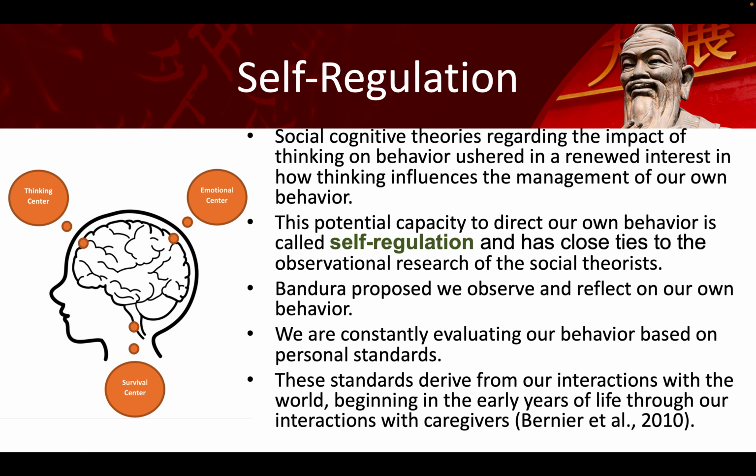Social cognitive theories regarding the impact of thinking on behavior ushered in a renewed interest in how thinking influences the management of our own behavior. This potential capacity to direct our own behavior is called self-regulation and has close ties to the observational research of the social theorists. Bandura proposed we observe and reflect on our own behavior. We are constantly evaluating our behavior based on personal standards.